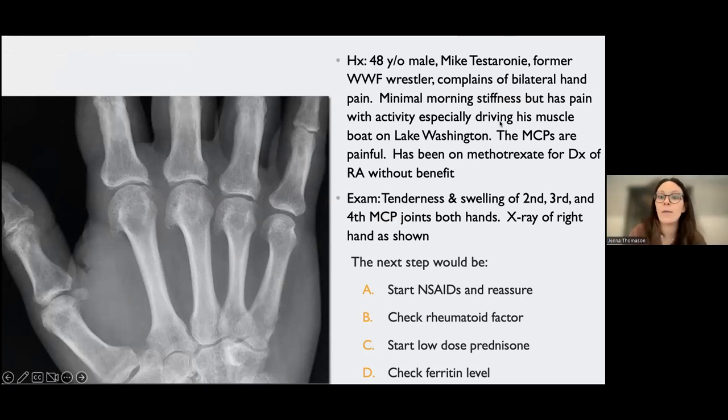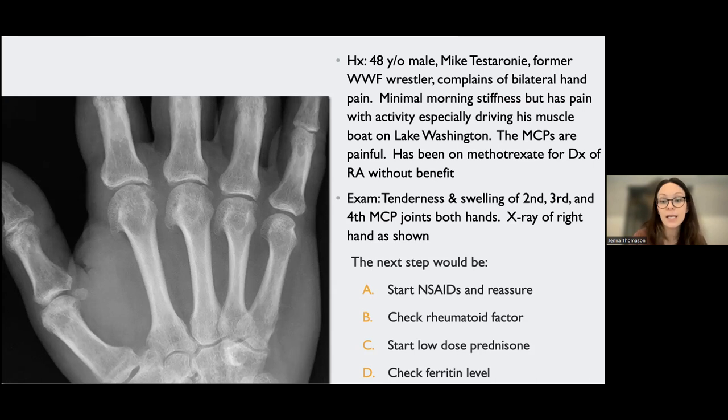Real quick. So, this is a 48-year-old gentleman. He is a wrestler. He complains of bilateral hand pain. He has morning stiffness, but has pain with activity, especially driving his muscle boat on Lake Washington. The MCPs are painful. He's been on methotrexate. Someone thought that maybe he had rheumatoid arthritis, but it has not benefited him. He has tenderness and swelling of his second, third, and fourth MCP joints on both hands.